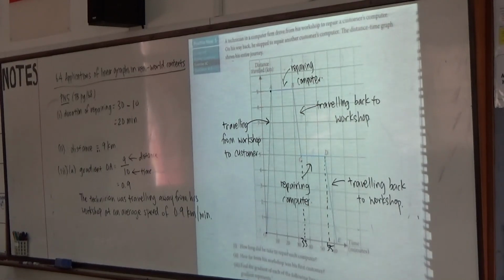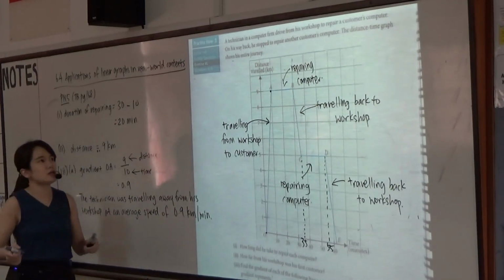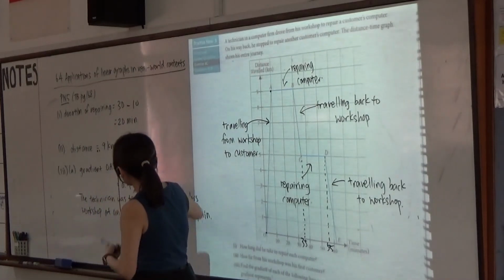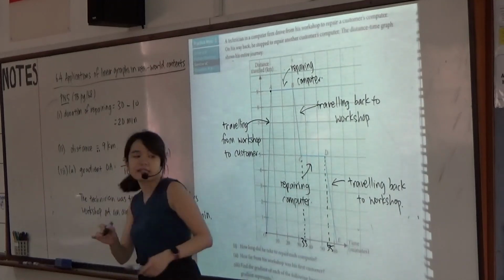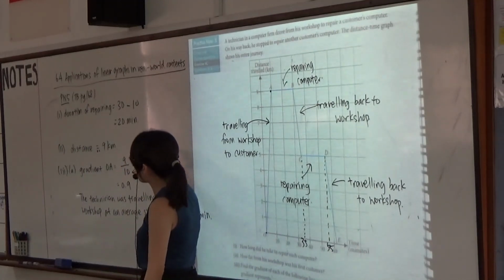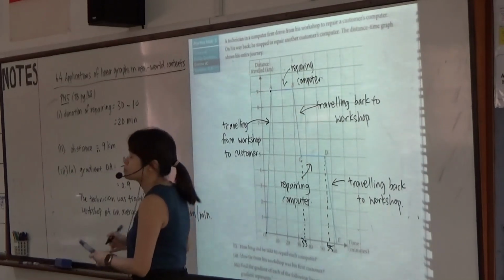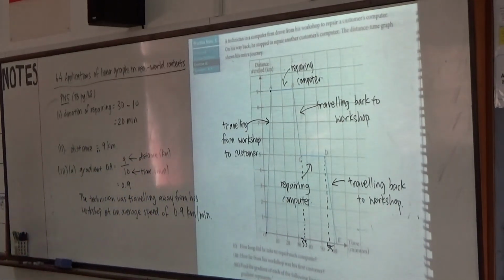Why is it kilometers per minute? That is because our distance was in kilometers and our time in the x-axis is in minutes. So it must be kilometer divided by minute. Moving on to part B.